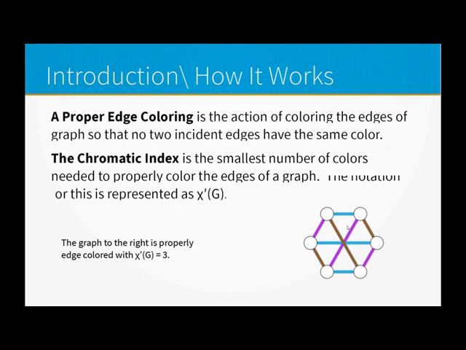So to the right here, we've got this small little graph. It's got 6 vertices. It is a connected graph, and as you can see here, the vertices are all of degree 3. So in order for each of the vertices to be able to match all the edge colors there, that means we're going to have 3 separate colors.